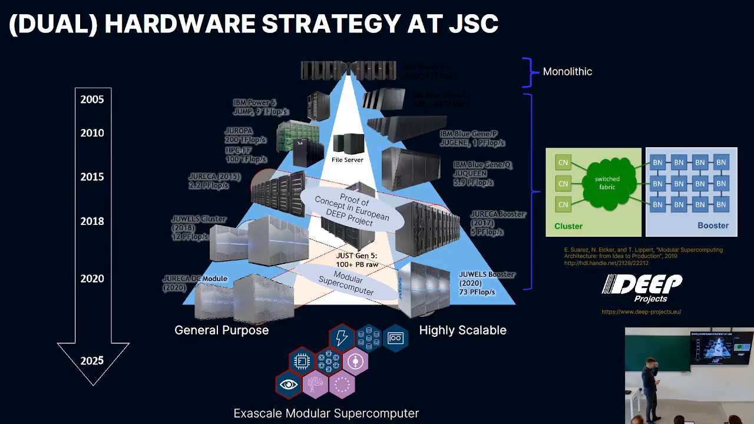So the strategy has been the following. As you can see here, we were starting in a monolithic way where we were just focusing on a single machine. But then we started to move into this dual phase where you have clusters, which are more general purpose, mostly based on CPUs, while on the other side, you have what we call boosters, more specialized machines for AI, for example, having a lot of GPUs. This strategy was developed through a series of European projects, the DEEP projects. On the website, you can find a lot of information on how this was developed.